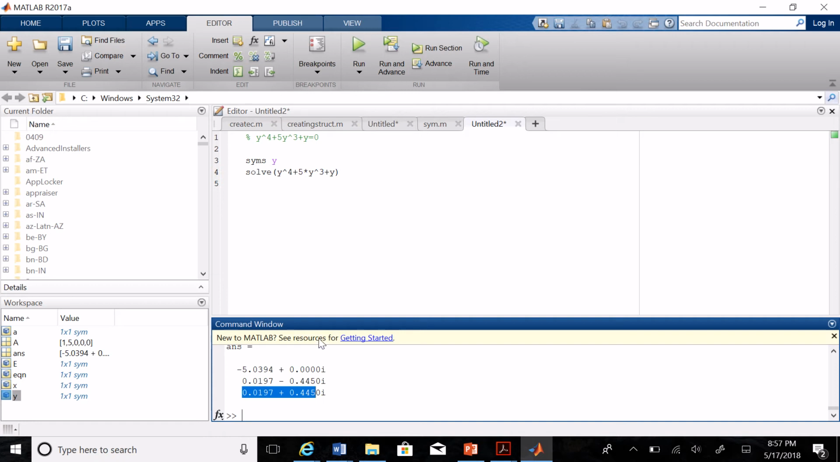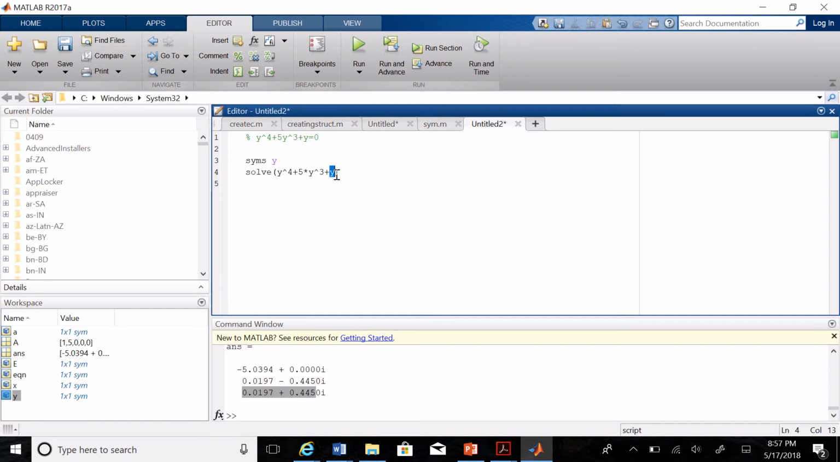Another way of solving this: you have y power of 4 plus 5 times y power of 3, the coefficient of y power of 2 is 0, and the coefficient of y is 1.